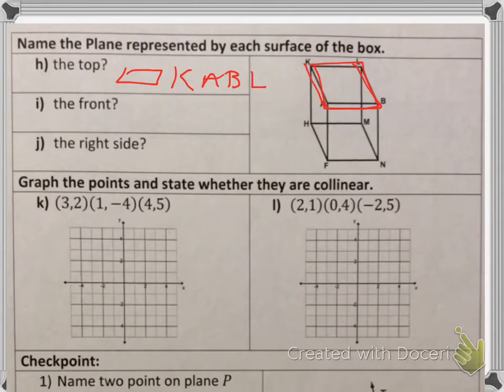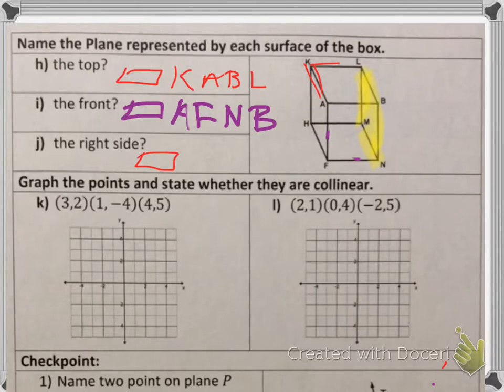The front would be right here, so you can name that plane. Can't see that letter. A, F, and B. And you could really name them in any order you wanted to, as long as you got all of them. And then it says the right side. Well, the right side is this side over here. So that plane over there would be represented by the letters N, B, L, M.